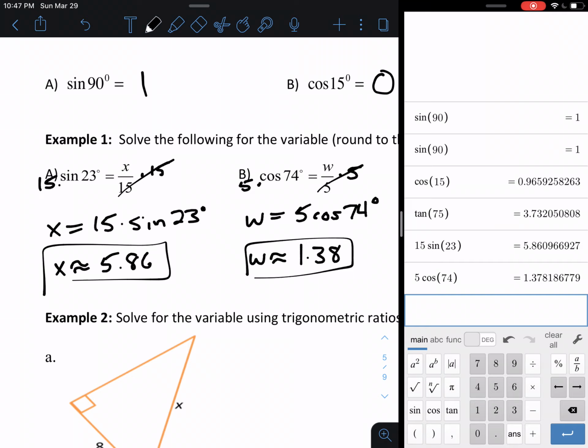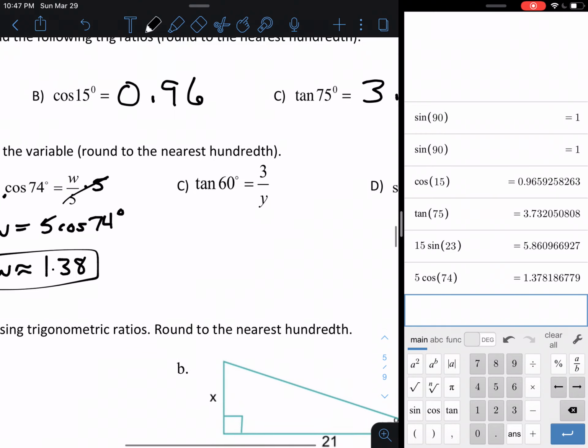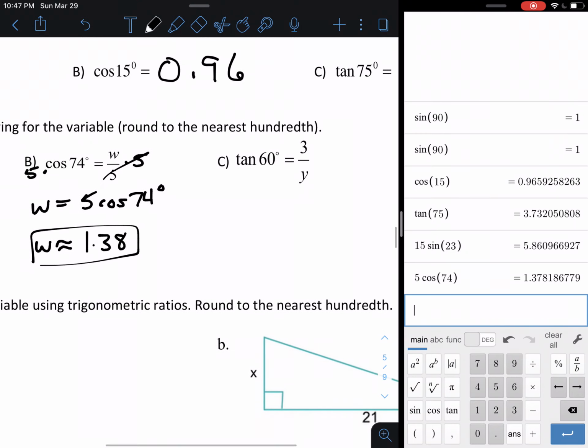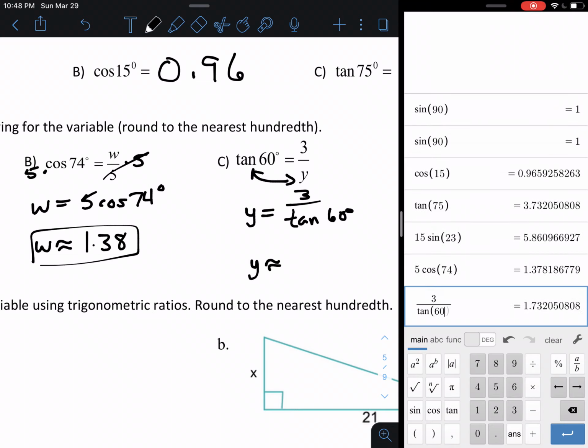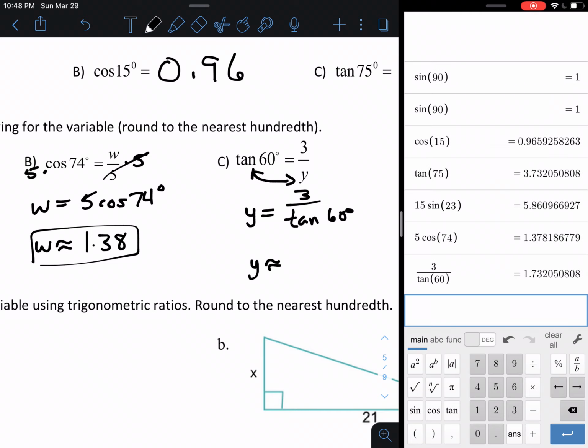Okay, cool. So on C, we get to an example where our variable is now in the denominator rather than being in the numerator. In order to solve that, if you recall, our shorter way to solve that, which will be very useful today, is to just swap tangent of 60 degrees with y. That actually gets you straight to your answer, that y is equal to 3 divided by the tangent of 60 degrees. Then you can just put it into your calculator. If you take 3 divided by tangent of 60 degrees, we're going to come up with 1.73.